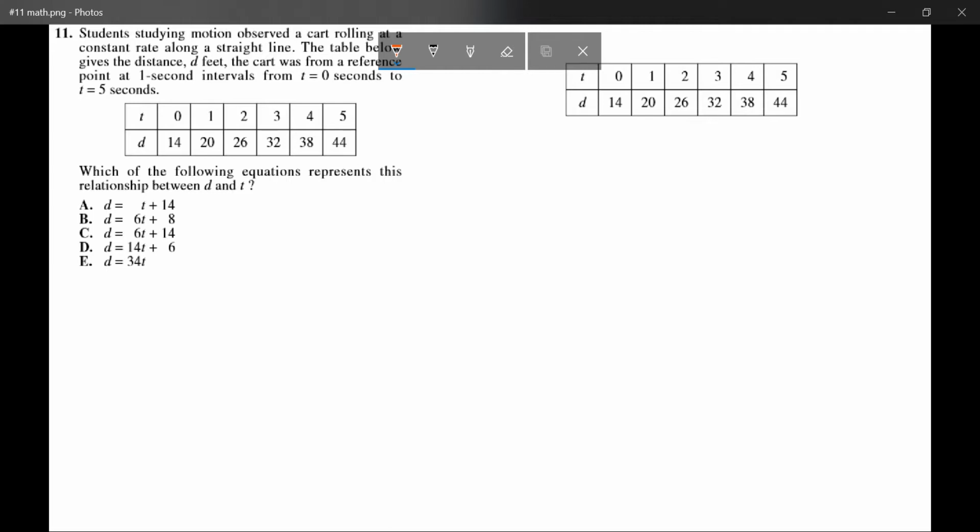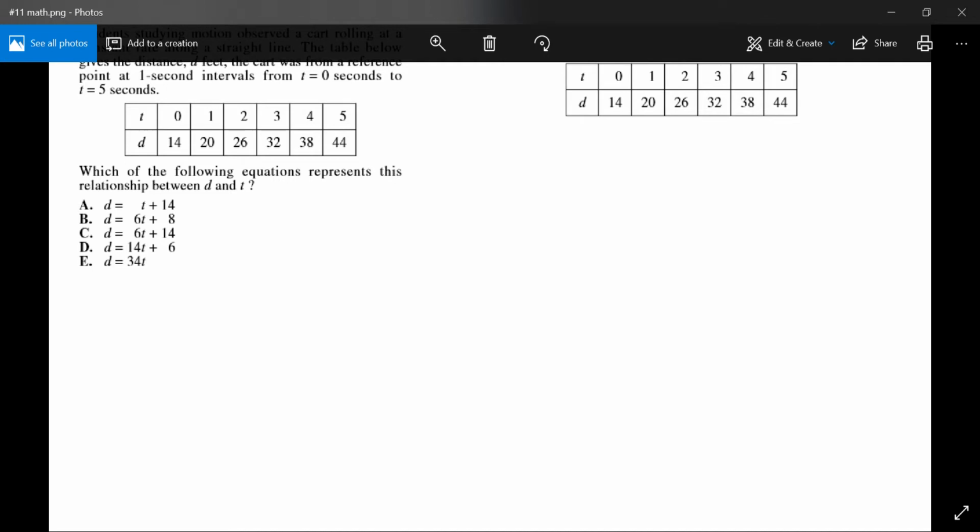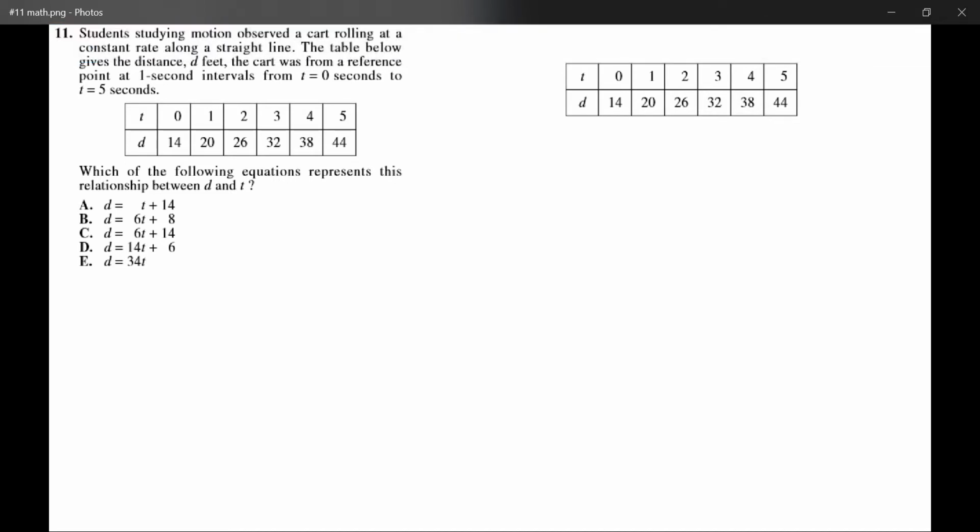Alright, so we're getting back into the ACT prep class that we've been going through. This is the math portion again, and we're given this problem. It asks, students studying motion observed a cart rolling at a constant rate along a straight line. The table below has the distance and the time from what they charted.